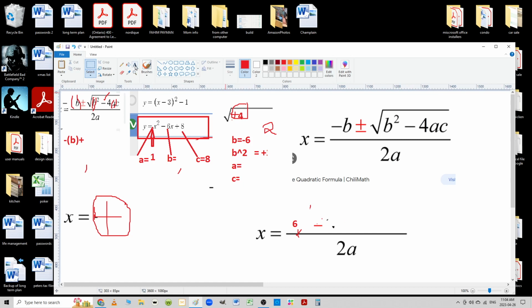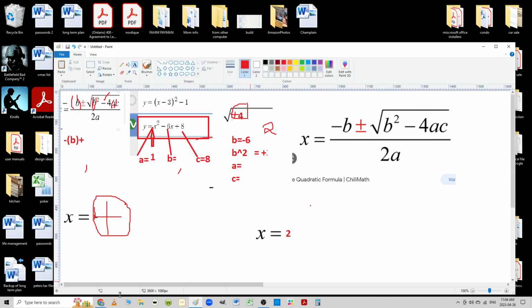6 minus 2 is 4. And then 2 times a in the bottom. This time our a is 1. Right here, there's our a, 1. 2 times a is, 2 times 1 is 2. 4 divided by 2 is 2. And we discover our second root is x is equal to 2.